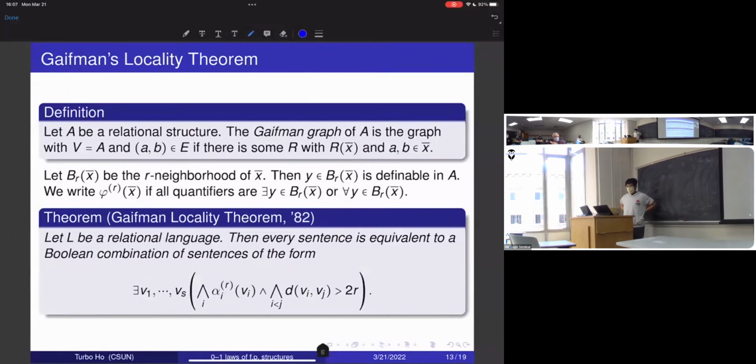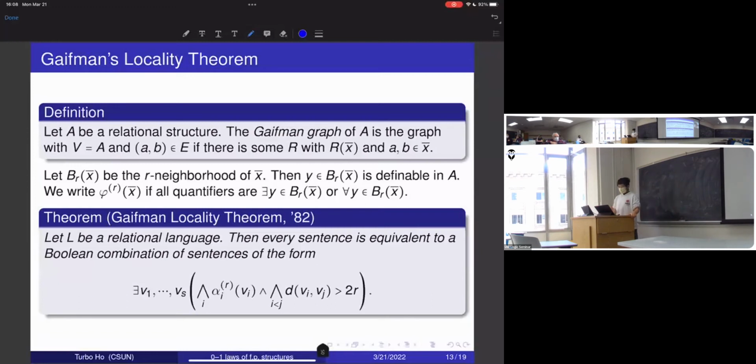You get the theorem, which is due to Gaifman, that says that if you have a relational language, then every sentence is equivalent to a Boolean combination of, well, almost local sentences. You see the first part, the alpha i part, are the local sentences. All the quantifiers are bounded in a ball. The second part is not, because you still have to be able to say that there are things that are far apart, and that's exactly what that's doing. So that's a very specific way of not being local. Everything else is.